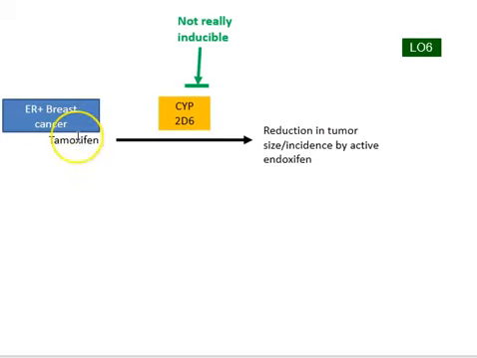Here's tamoxifen. This is indicated for estrogen receptor positive breast cancer. Tamoxifen, when administered to these patients, gets biotransformed by CYP2D6, and the patients experience a reduction in tumor size and incidence by the active ingredient endoxifen. So tamoxifen gets converted by CYP2D6 into endoxifen. And we said from a genetic standpoint, this CYP2D6 enzyme is not really inducible.